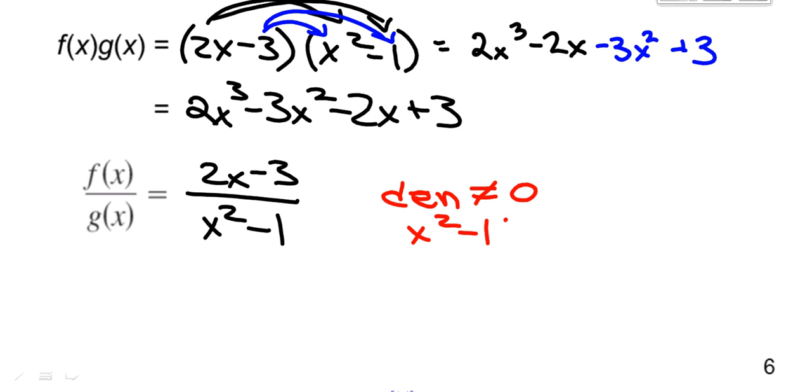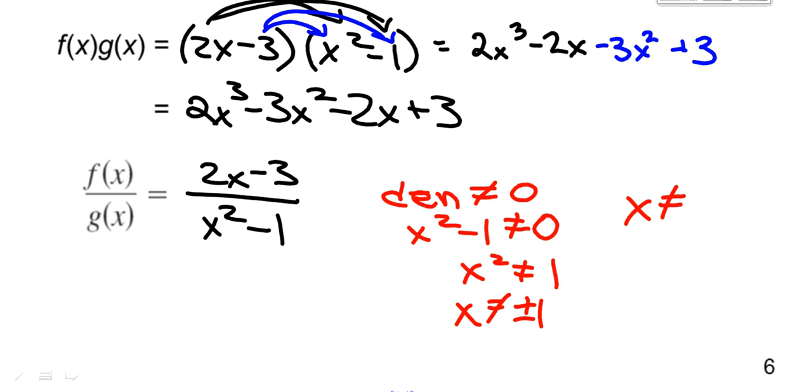X squared minus 1 can't equal 0. I'll add 1. X squared can't equal 1. What would make x squared equal to 1? What times itself equals 1? 1 or negative 1. So the real restriction we give here is x cannot equal plus or minus 1. So x cannot equal plus or minus 1. Oops. So that is the restriction of the domain. This first stuff was me kind of figuring out the restriction of the domain.